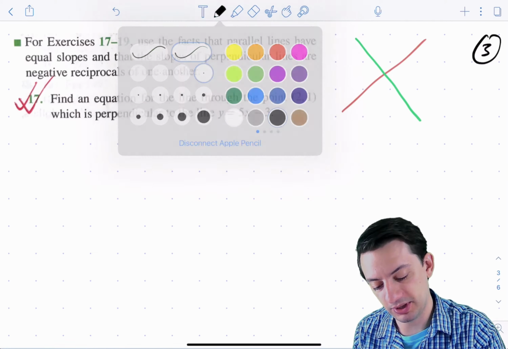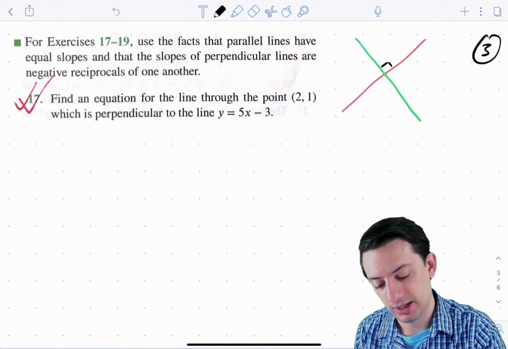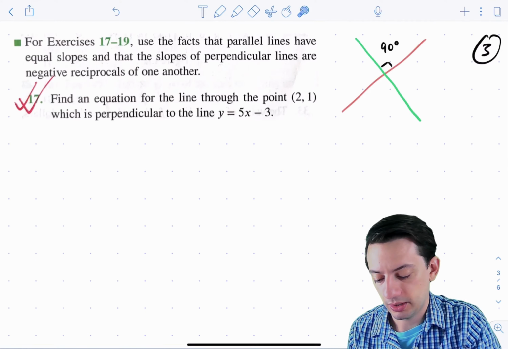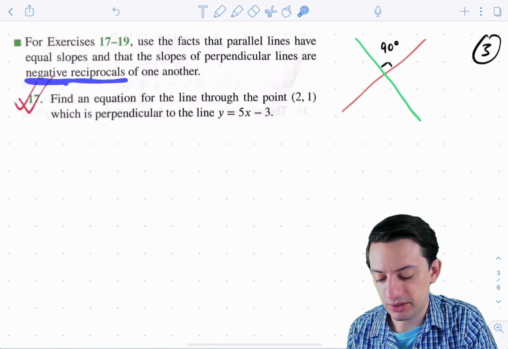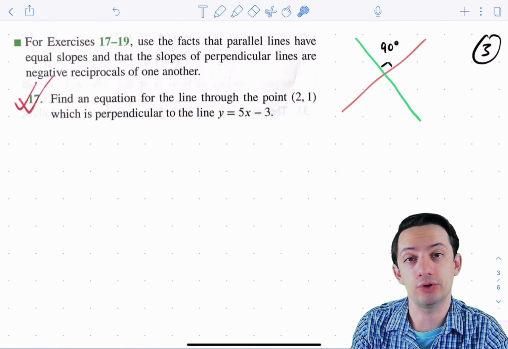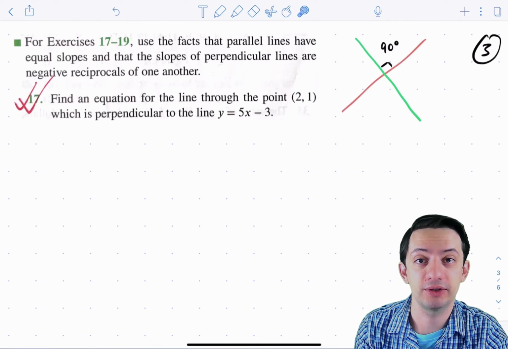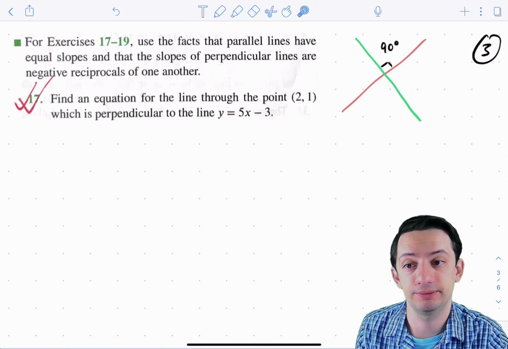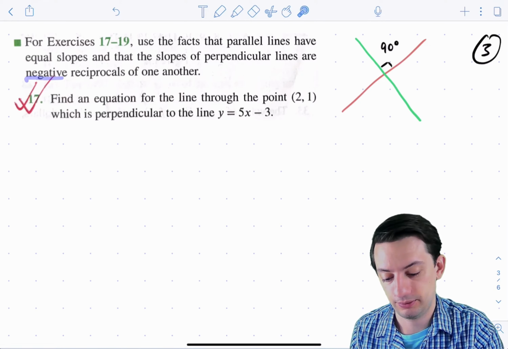So these lines are perpendicular because the angle between them is 90 degrees. Negative reciprocal here means to go from the slope of one to the slope of the other, you flip it. So if it's like 5, you go to 1/5. If it's like 2/3, you go to 3/2. So the reciprocal is you flip the fraction. And then you add a negative sign.